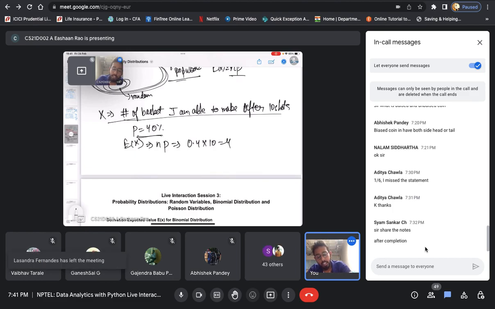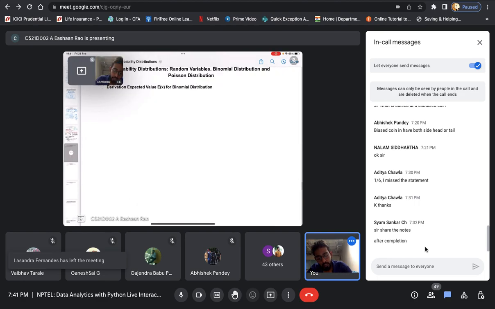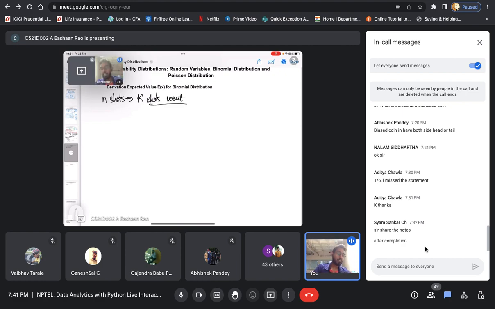But what if, rather than saying 10 and 4, I say for n shots that I had thrown at the basket, only k shots went in. So if k shots went in, how can I find the mean value for that?